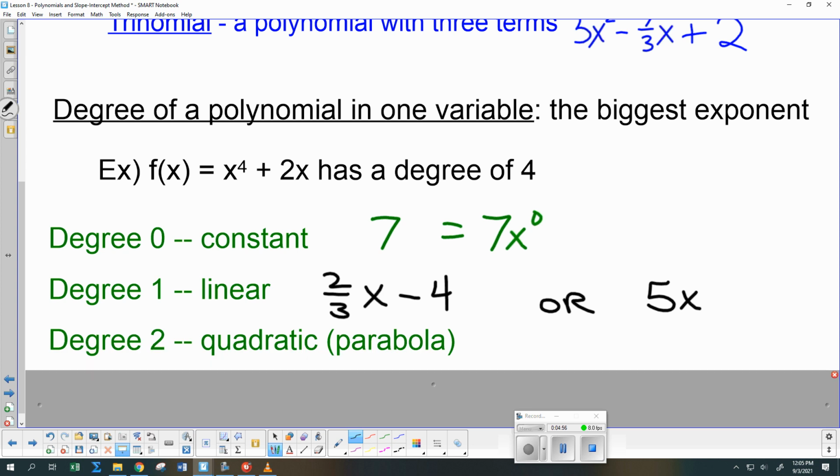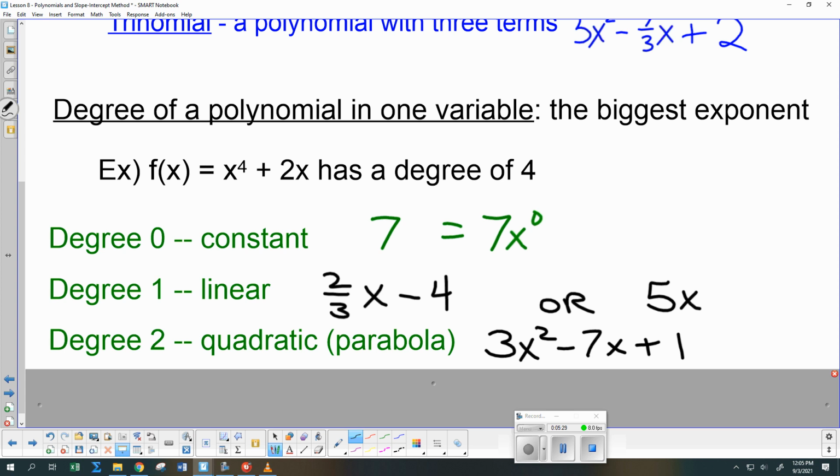If the biggest exponent is 2, it's going to be a quadratic. And last year you learned how to solve some things like 3x squared minus 7x plus 1. If you have that equals 0, you learned to factor, you learned to complete the square, you learned the quadratic formula, but some of that was at the very, very end of the year. So you may not remember it. We're going to be reviewing it in lessons that are coming up.